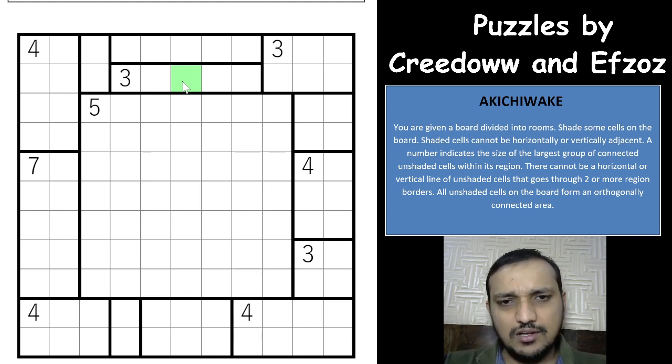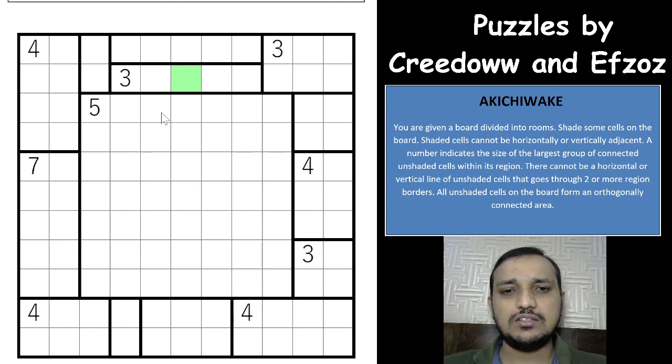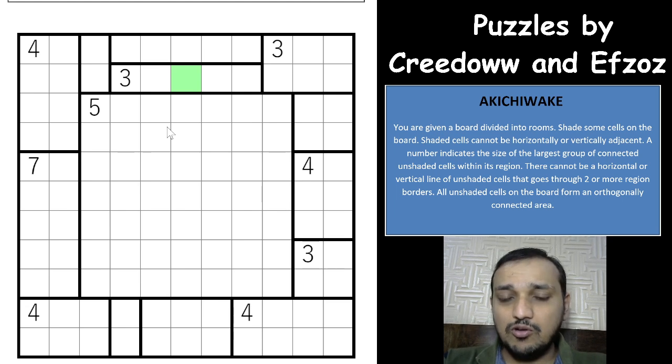The next thing that you see here is the 5, right? So many white cells here, I mean to say such a big region, and the amazing part of this region is that you can have only a maximum of 5 continuous, orthogonally adjacent unshaded cells in this region. Amazing, right? So how is that possible?